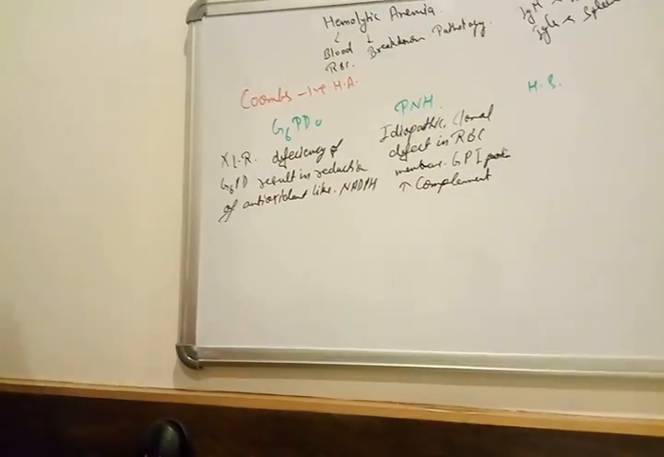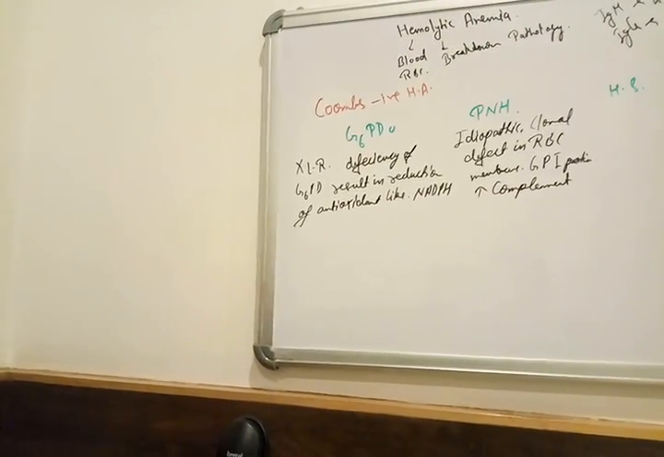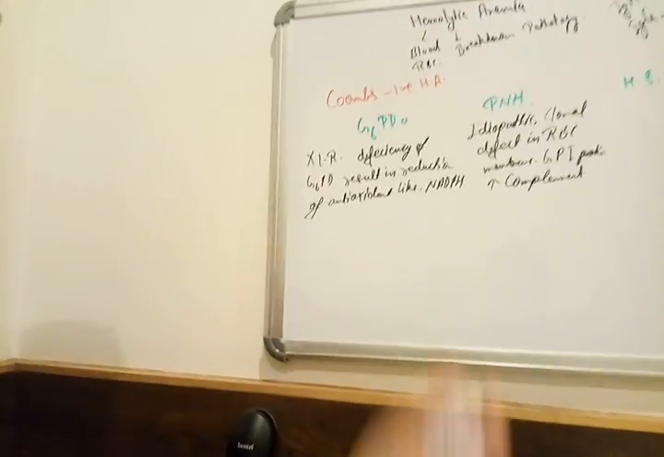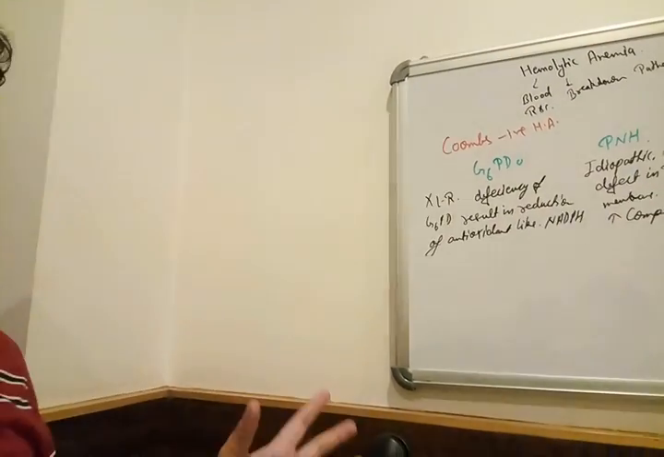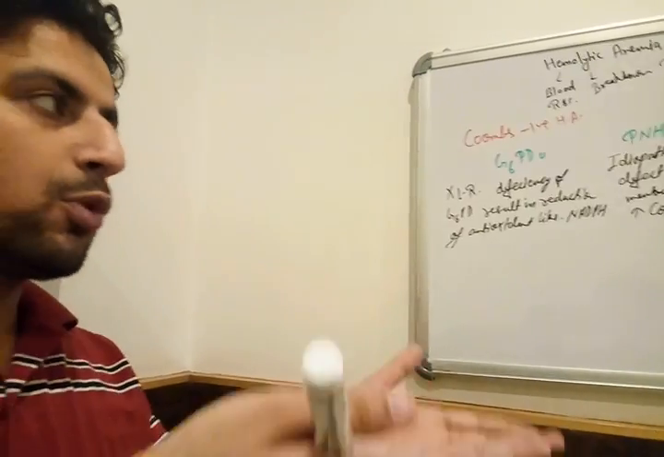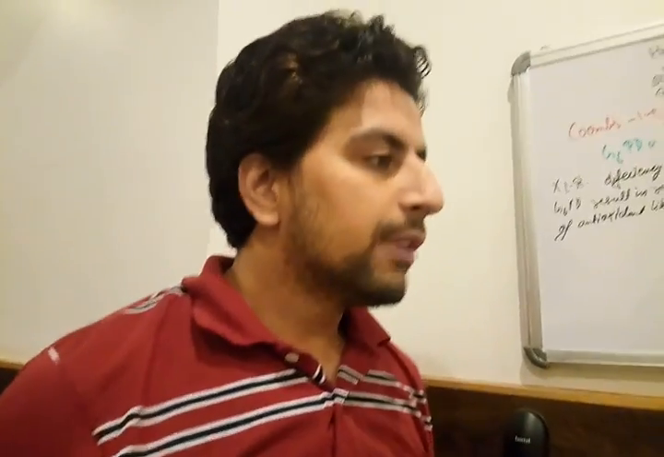Why is it called paroxysmal nocturnal hemoglobinuria? Because at night time the complement increases due to the deficiency of the GPI protein in the membrane, and during the night they happen more, so there is more lysis of RBCs. When they wake up, we see cola color urine.